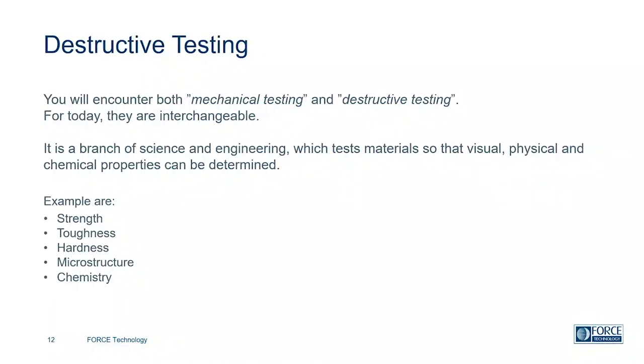Okay, destructive testing. You'll encounter mechanical testing. For today, for the webinar, they will be interchangeable. I will most likely use destructive testing more frequently than mechanical testing. So what is destructive testing? What is mechanical testing? It's a branch of science and engineering that tests materials so that the visual, physical and chemical properties can be determined. Examples are strength, toughness, hardness, microstructure, and chemistry.